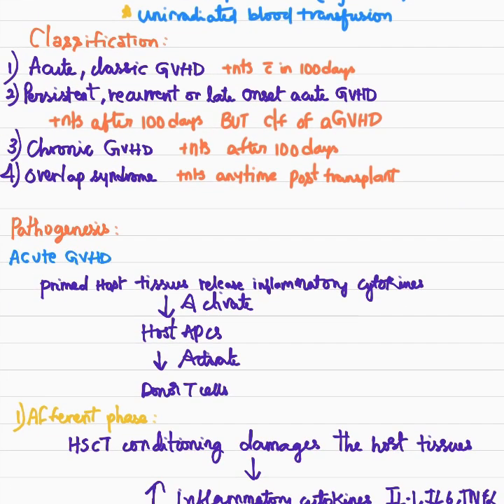Coming to classification, it can be classified into 4 types. First is the acute or the classic GvHD, which presents within 100 days of transplantation. The second is the persistent, recurrent or late onset acute GvHD. It presents after 100 days, but it has classical clinical features of acute GvHD. And then chronic GvHD, which presents after 100 days. And the fourth one is the overlap syndrome, which presents any time post-transplantation.